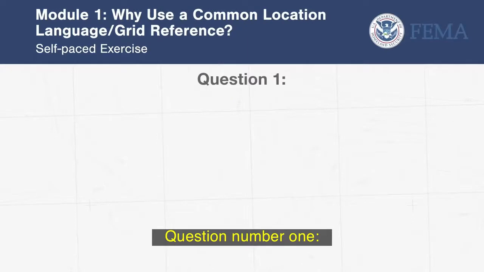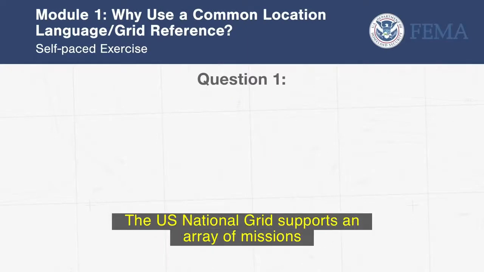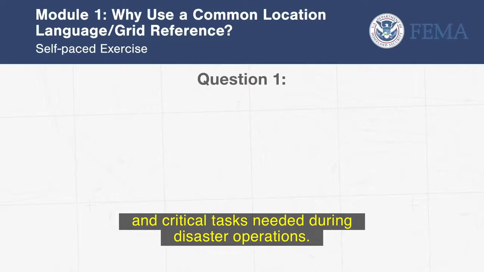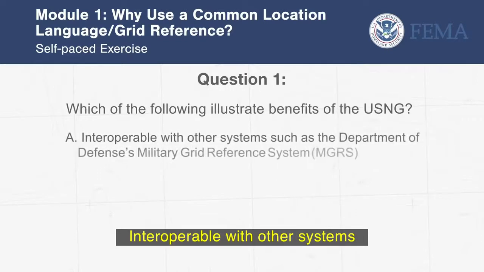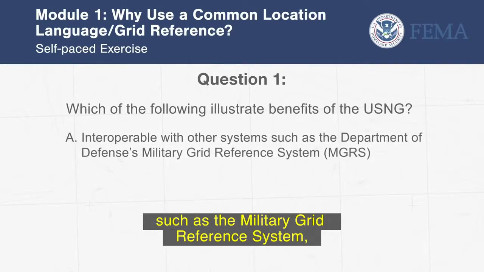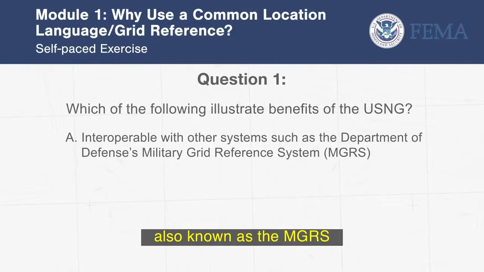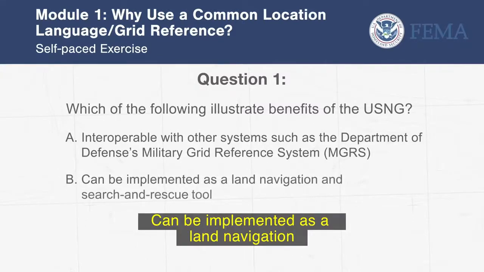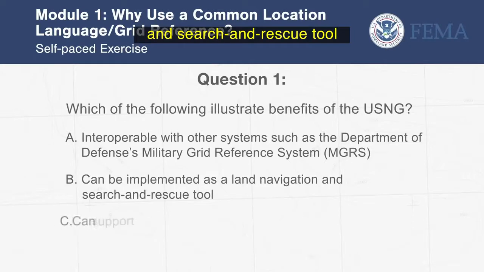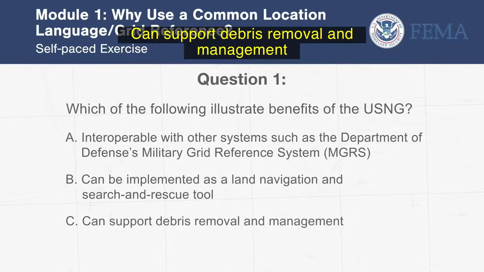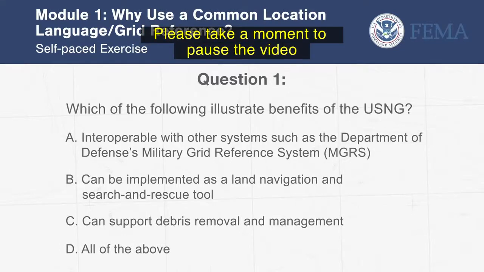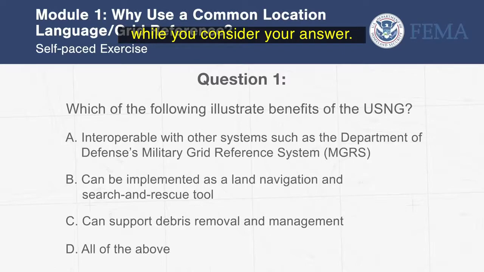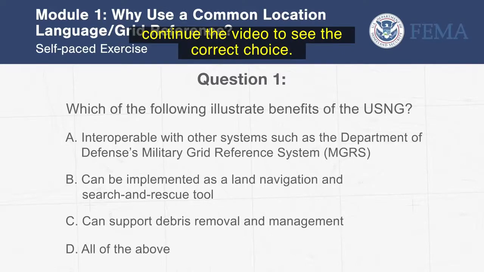Question number 1. The U.S. National Grid supports an array of missions and critical tasks needed during disaster operations. Which of the following about the USNG are true? A. Interoperable with other systems such as the Military Grid Reference System, also known as the MGRS. B. Can be implemented as a land navigation and search and rescue tool. C. Can support debris removal and management. And D. All of the above. Please take a moment to pause the video while you consider your answer. When you're ready, continue the video to see the correct choice.